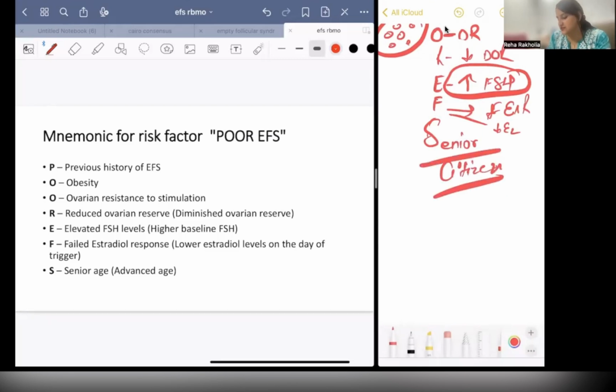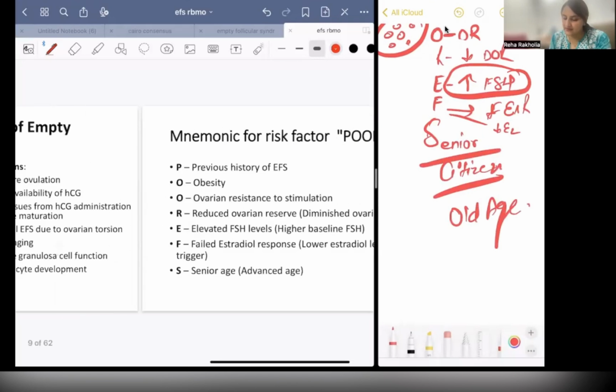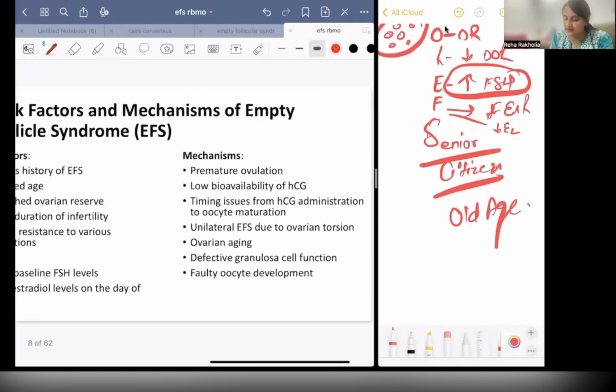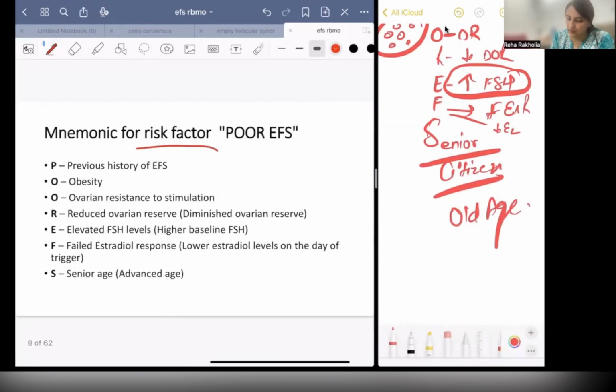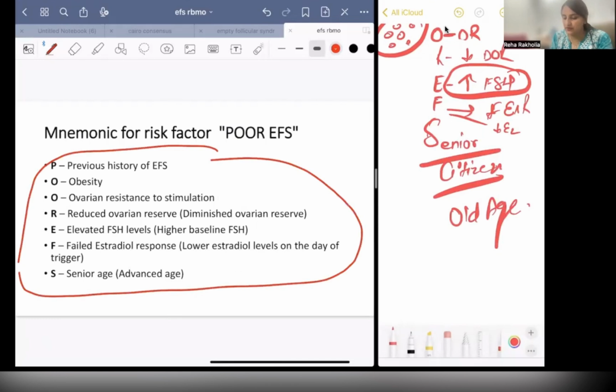Means advanced age, old age. These are the risk factors. We can remember them with the mnemonic poor EFS, empty follicular syndrome.